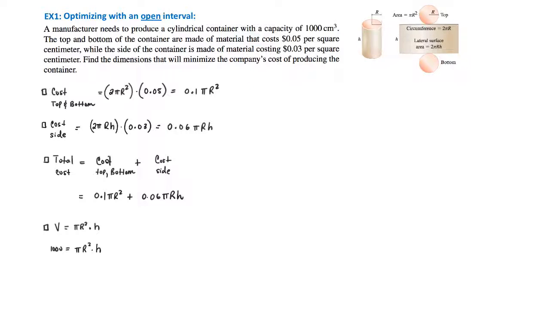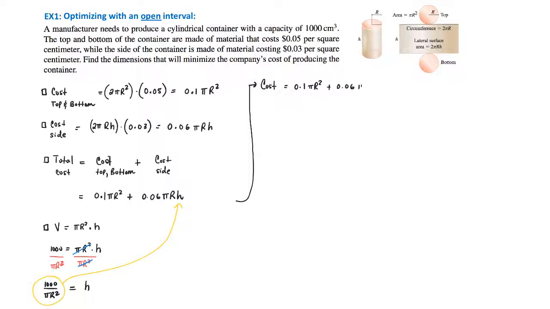Let me show you exactly what I have in mind. So if I solve for h, I will be dividing by pi r squared, both sides. That means that this will cancel here. And then we're going to have that h equals 1,000 over pi r squared. Now I can take this expression and substitute it here into h. So then let me continue here with that substitution. We are going to have that the cost is going to be equal to 0.1 pi r squared plus 0.06 pi r, and now I am going to substitute 1,000 divided by pi r squared in place of h.